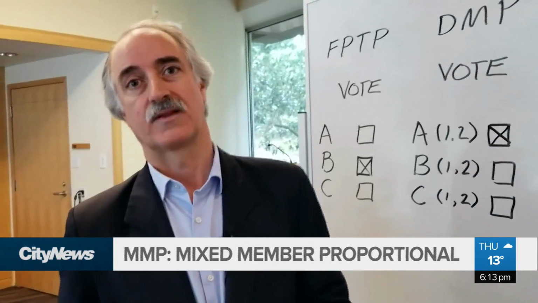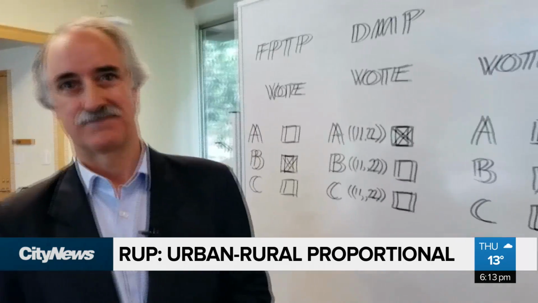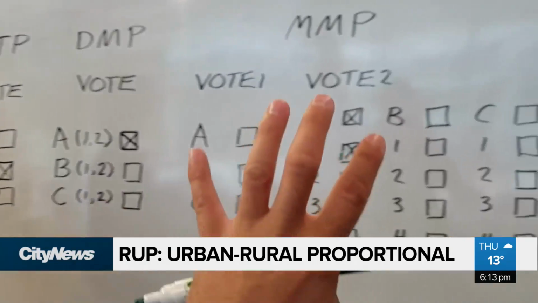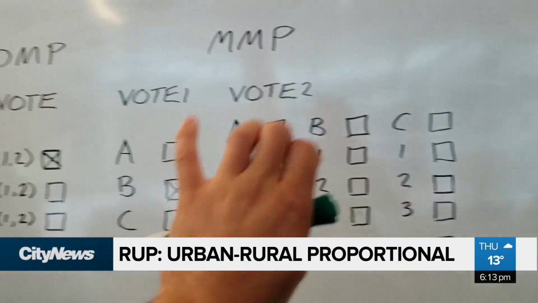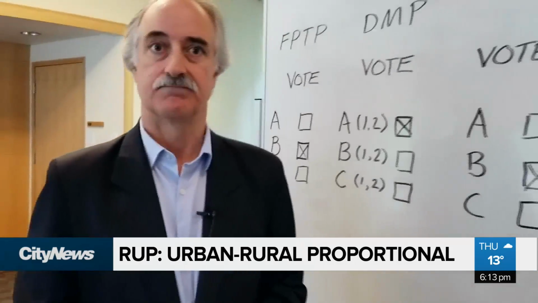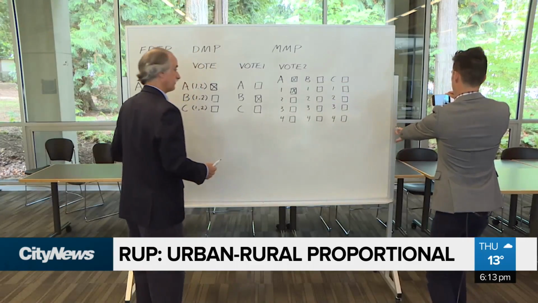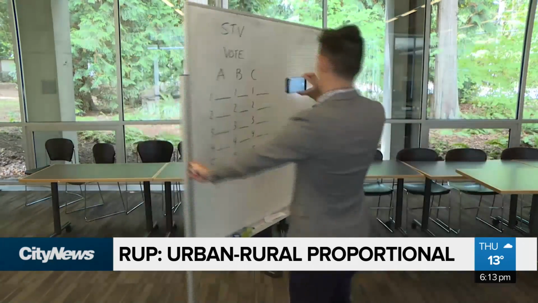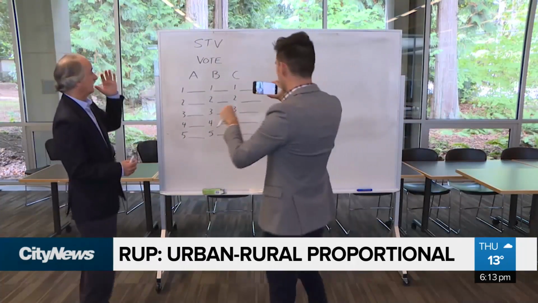Now, we have one more option that's going to be in the referendum, which is essentially this system would be applied in rural areas. That's right. But then if you're in an urban area, that's right, then we would have this system. This other system on the back of our board is called single transferable vote.